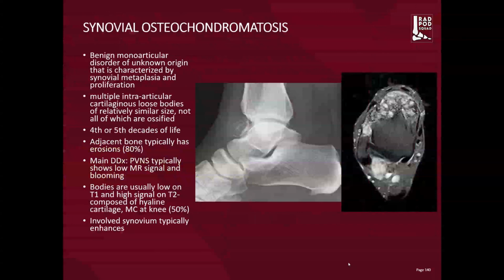Furthermore, diving deep into synovial osteochondromatosis, this is a benign monoarticular disorder of unknown origin characterized by synovial metaplasia and proliferation. Multiple intraarticular cartilaginous loose bodies, similar in size. Some, but not all, may be ossified, or all. They have a variety of presentations. Presenting in middle age, 4th and 5th decades of life, adjacent bone typically has erosions up to 80%, and the differential diagnosis is of a joint process. So we're going to include things like PVNS, pigmented villonodular synovitis. We know that blooms. We know these bodies are usually composed of hyaline cartilage, most common at the knee, and that the synovium typically enhances.